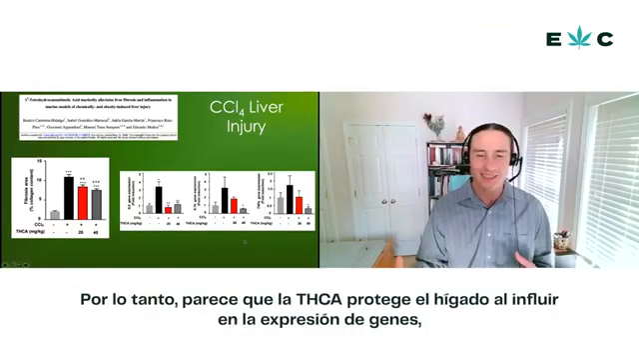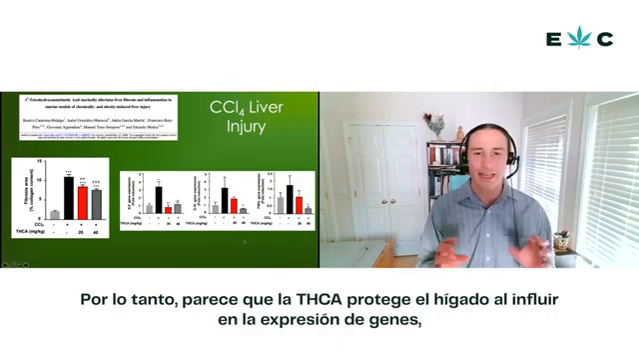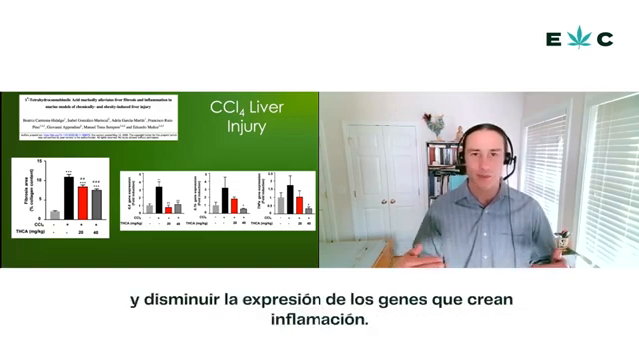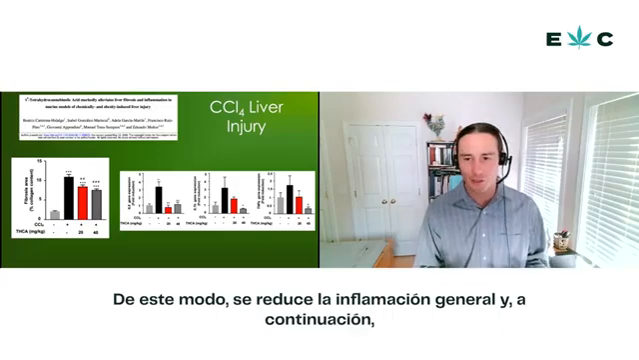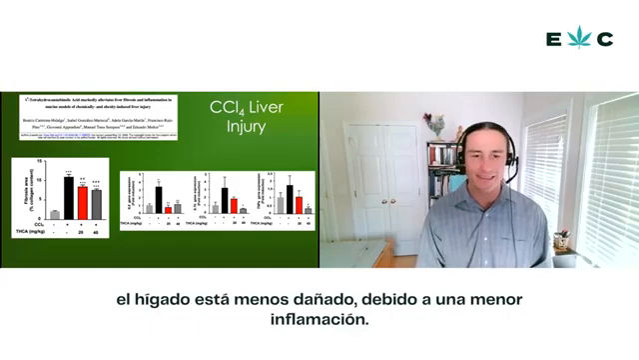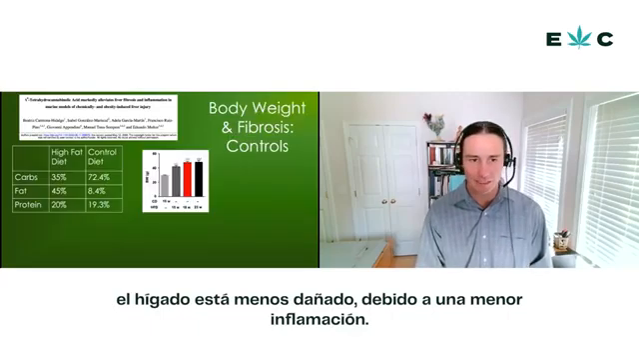So it looks like THCA is protecting the liver by influencing the expression of genes, likely by acting on that nuclear receptor, and decreasing the expression of genes that create inflammation, thereby reducing the overall inflammation, and then the liver is experiencing less damage because of less inflammation.